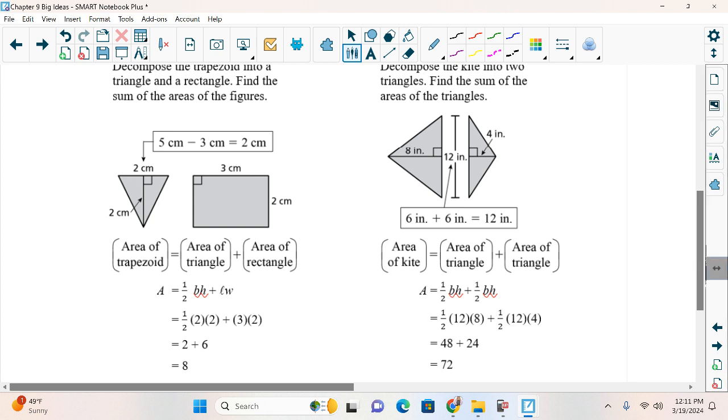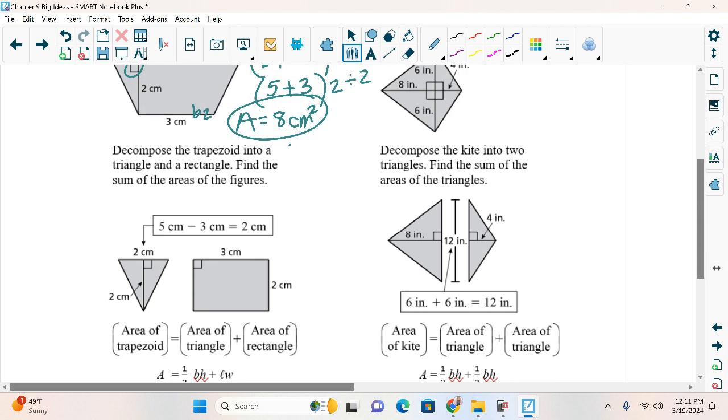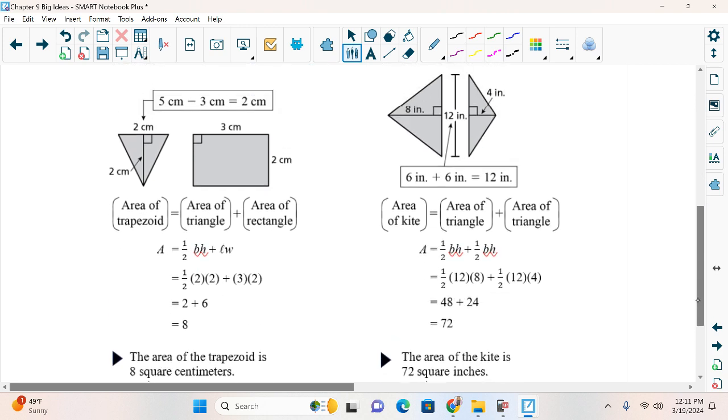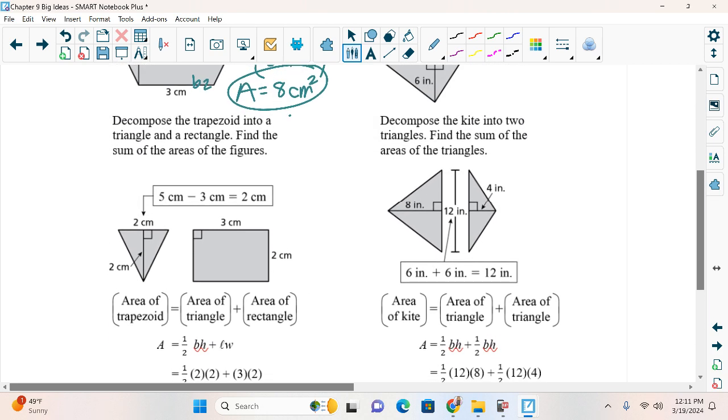Now, the kite formula, we don't really have a kite formula. I mean, we do, but we don't, if that makes sense. So what you're going to have to do is separate these into 2 separate triangles.